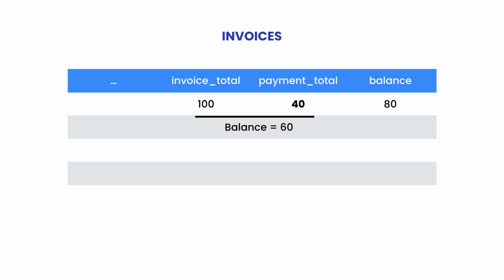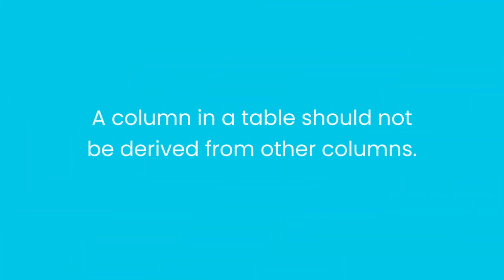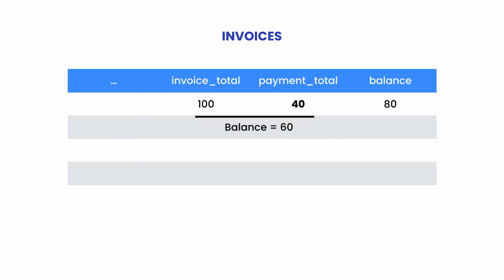Now, what if we change one of these values but forget to update the balance? Our data will not be consistent. If we look at this record, we won't know what the actual balance is. Should we rely on the value in the balance column or subtract the payment total from the invoice total? We won't know. So the third normal form says that a column in the table should not be derived from other columns. So in this example, we should drop the balance column. We don't really need it.